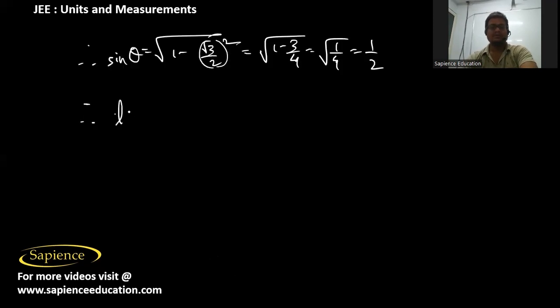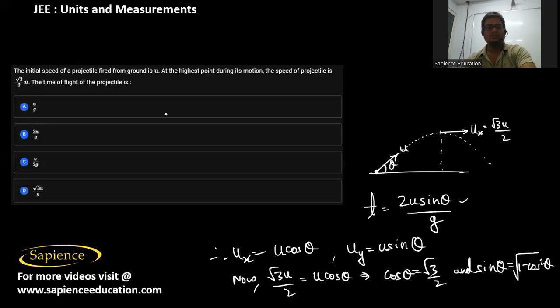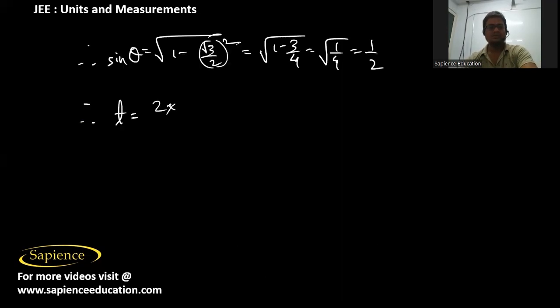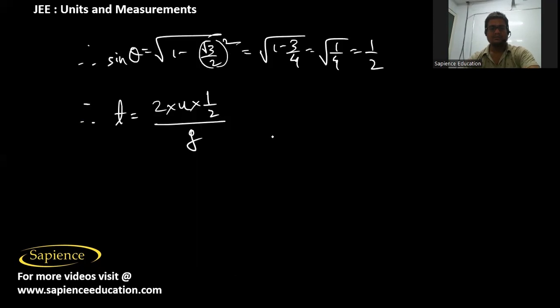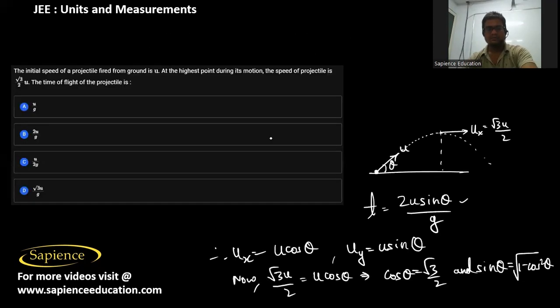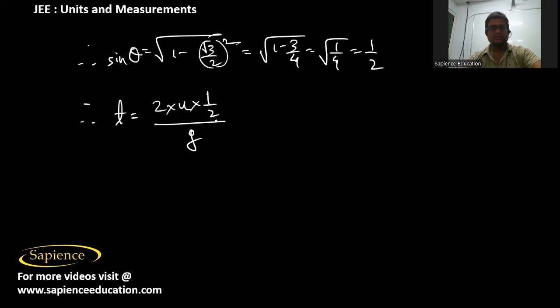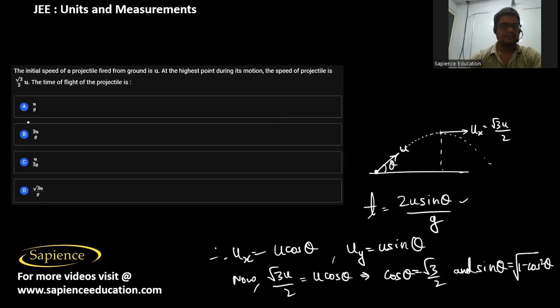Now therefore the time of flight which has been asked, that is equal to 2u sine theta by g. So sine theta is half. It means that the time of flight is equal to u by g. So option A is the correct answer.